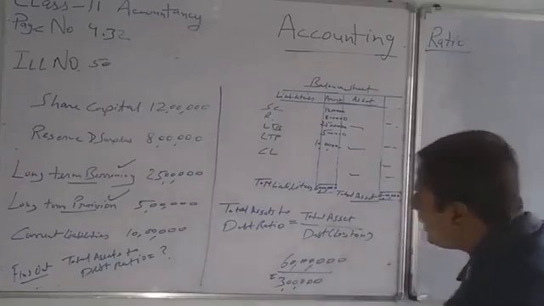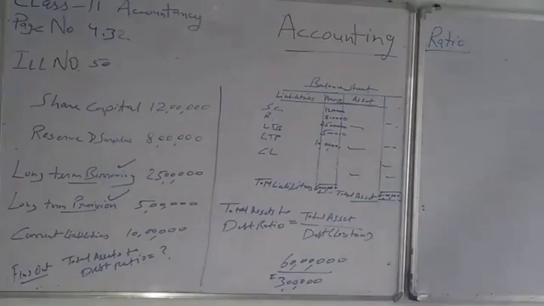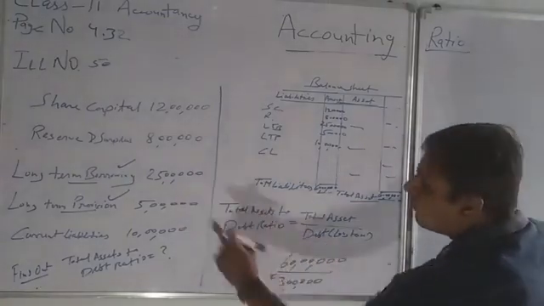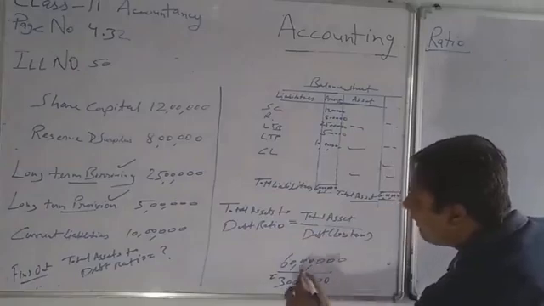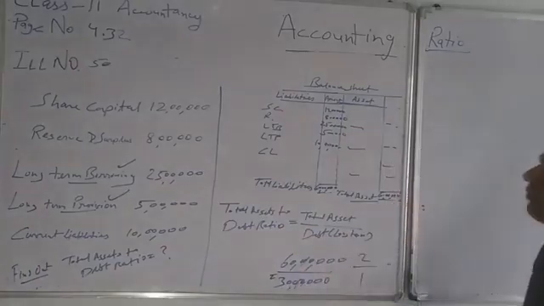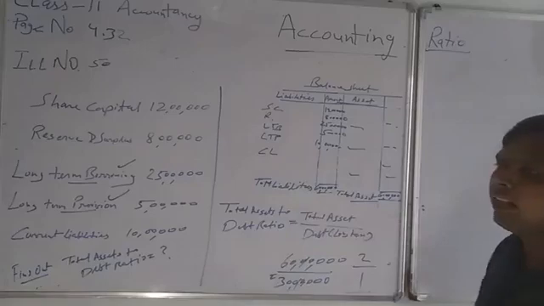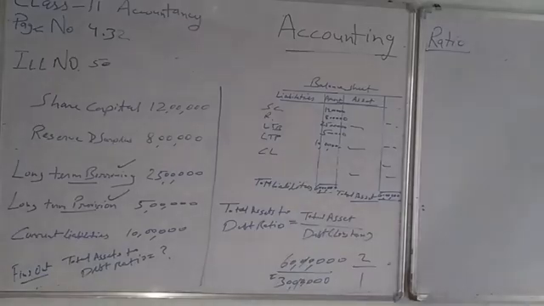So here our debt is how much? Our debt was 25 lakh plus 5 lakh, 30 lakh. 30 lakh divided by 60 lakh, 2:1 is our total asset to debt ratio. Clear to everyone? Practice it well.